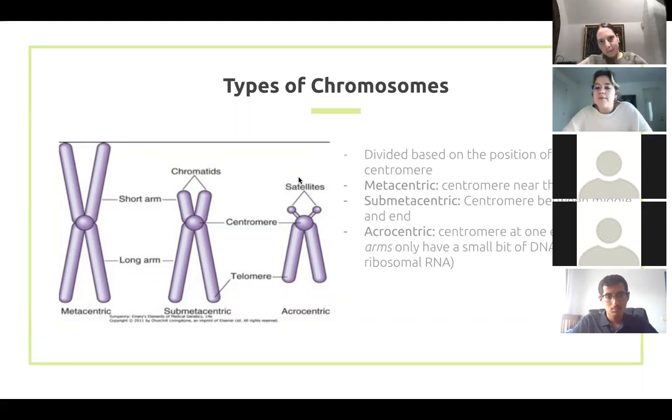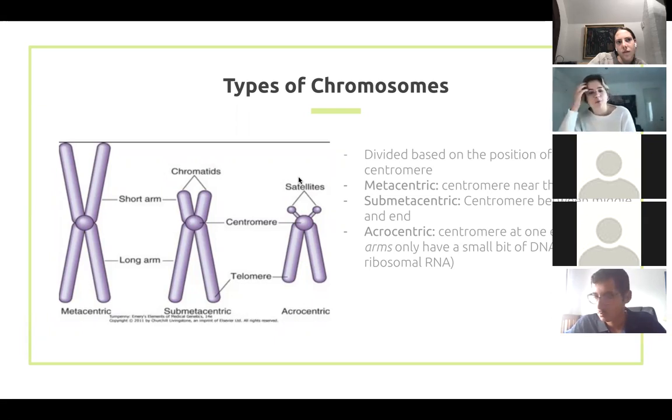Your metacentric is where your centromere is in the middle, and it kind of makes sense, M for middle, that's how I remembered it. Then we have submetacentric, which is where the centromere is below the middle, or, if you can see in the photo, leaning more towards one of the ends. And then the last one is acrocentric, and that's probably the most important one to know. When you have a centromere at one of the ends, the little arms, which are called satellites in this case, don't really have as much DNA, which makes sense because if it's a really small part of a chromosome, it's not going to be able to have as much DNA.